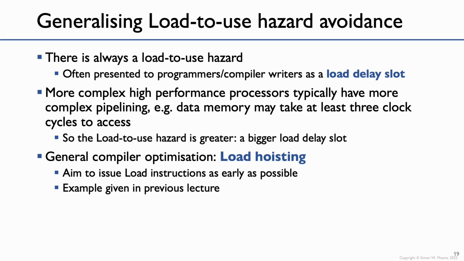So let's think about generalizing the load-to-use hazard and how we can avoid it. There's always a load-to-use hazard on any processor, and it's often presented to programmers and compiler writers as a load delay slot, and more complex high-performance processors typically have a more complex pipeline, and they even pipeline the data memory access, so it may well take 3 clock cycles to read that data value. So in other words, we have a big load delay slot in the abstract.